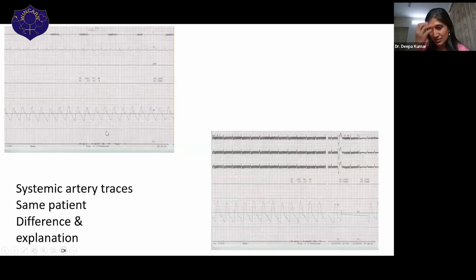Now, coming on to some tracings. Some things that you need to check for in the cath lab when you're doing procedures. These are systemic artery traces from the same patient. Can anybody say what are the differences?